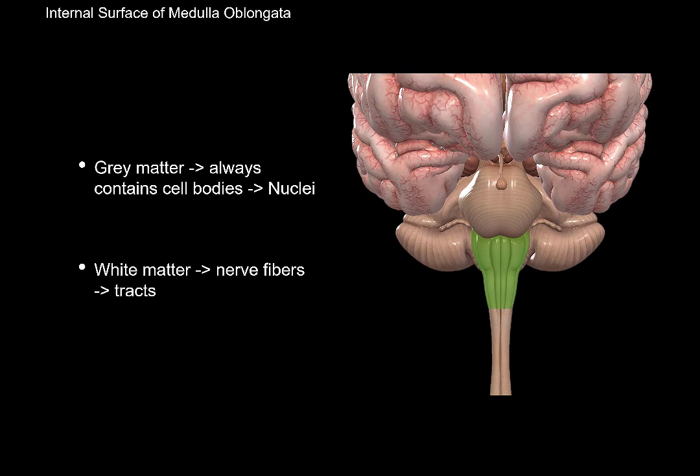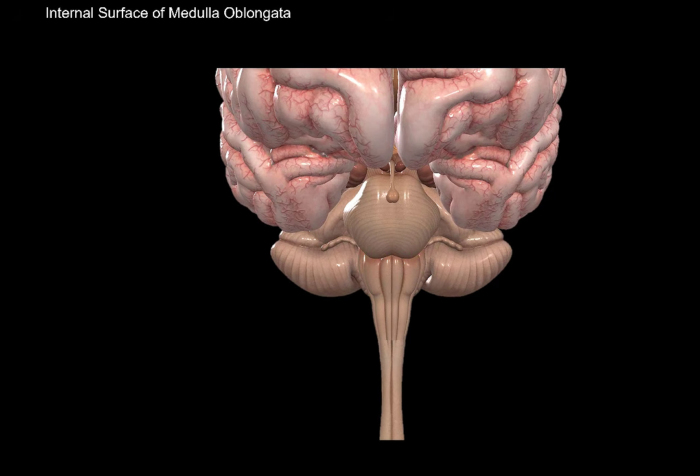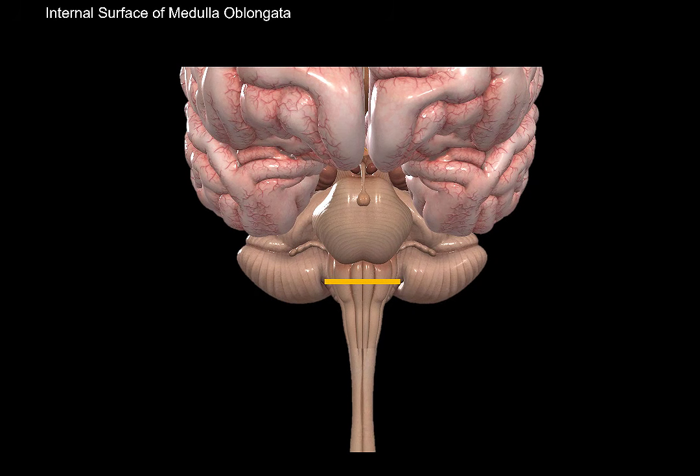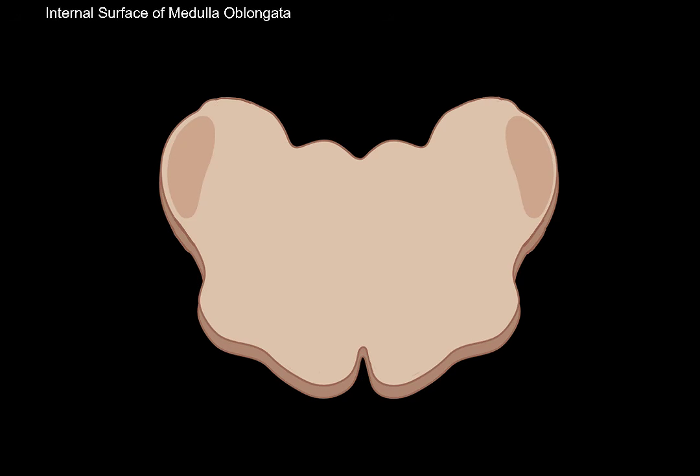The internal surface of the medulla consists of two parts. There's the gray matter and there's the white matter. And just to remind you again that gray matter always contains cell bodies. And when we talk about gray matter, we're talking about nuclei. White matter always contains fibers, which form tracts. Now, let's finally take the medulla and give it a good slice to focus on the internal surface.